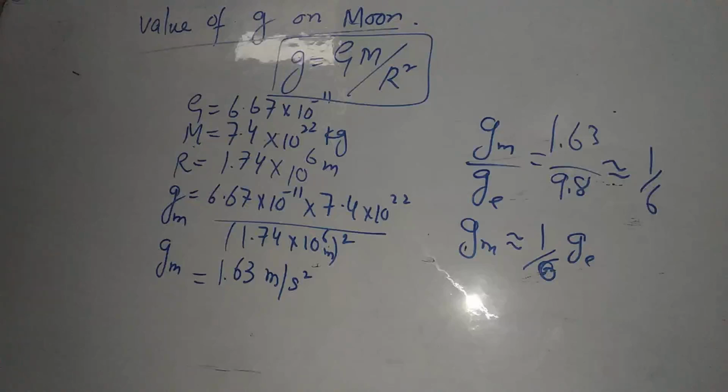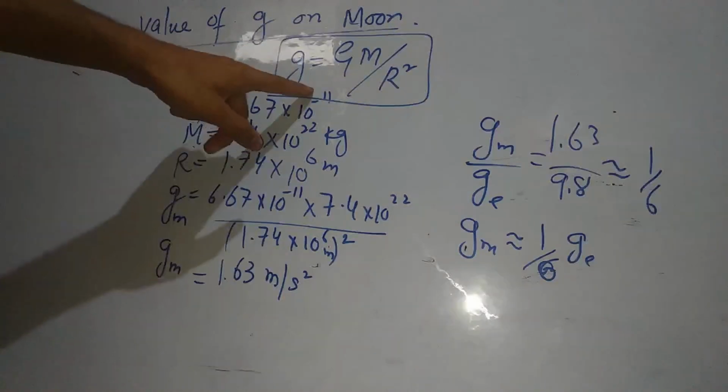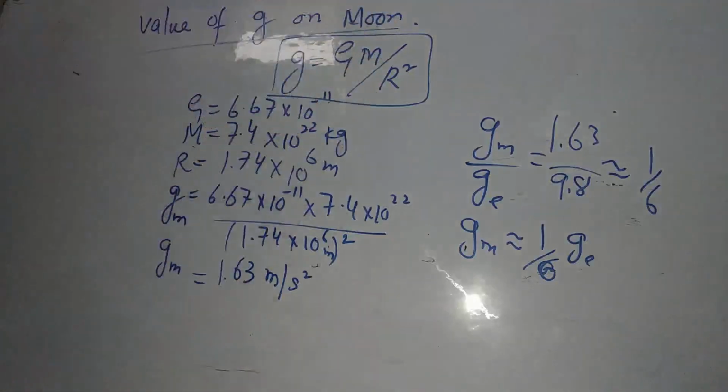So we will generally talk about the value of g in this lesson as the value of g on Earth. Okay, so this value of g on Earth will depend upon the mass of the Earth and radius of the Earth. It will not depend upon the object's mass on which the force of Earth's gravity acts. So we can conclude from this statement that the acceleration due to gravity does not depend upon the mass of the body. So all bodies fall with the same acceleration towards the Earth.